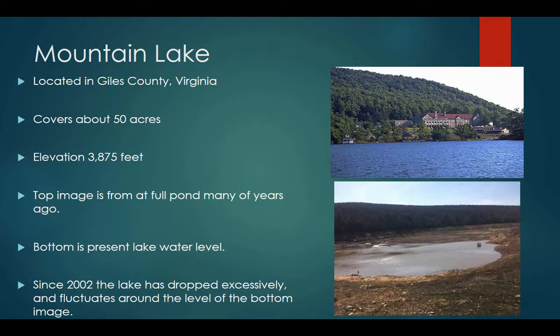A bit about Mountain Lake. It is located in Giles County, Virginia. The lake covers roughly 50 acres of water, at an elevation close to 4,000 feet. The top image seen in the slide is from roughly around 2000, maybe back towards the 90s, and the bottom image is the current image of Mountain Lake from two weeks ago, taken when we were out doing our LiDAR scan.